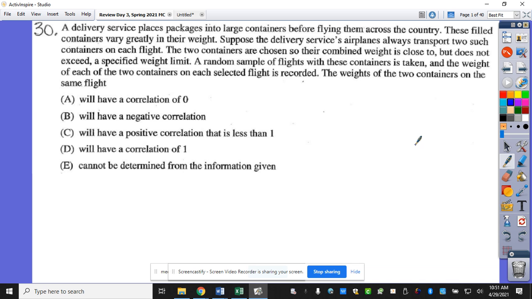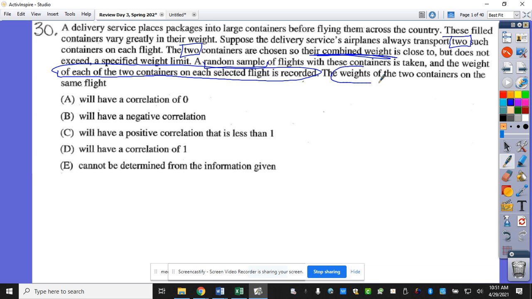So, a delivery service places packages into large containers before flying them across the country. Filled containers vary greatly in weight. Suppose the delivery service's airplanes always transport 2 such containers on each flight. The 2 containers are chosen so that their combined weight is close to but does not exceed some specified weight limit. A random sample of flights with these containers is taken and the weight of each of the 2 containers is recorded.